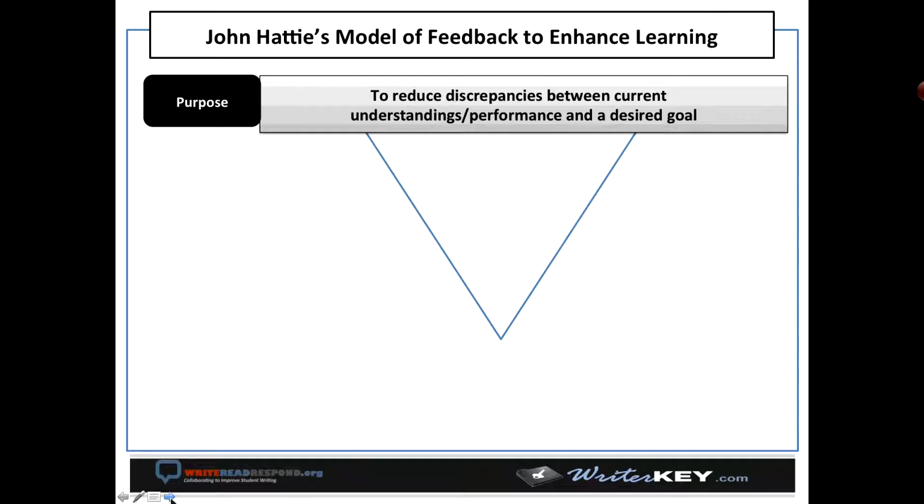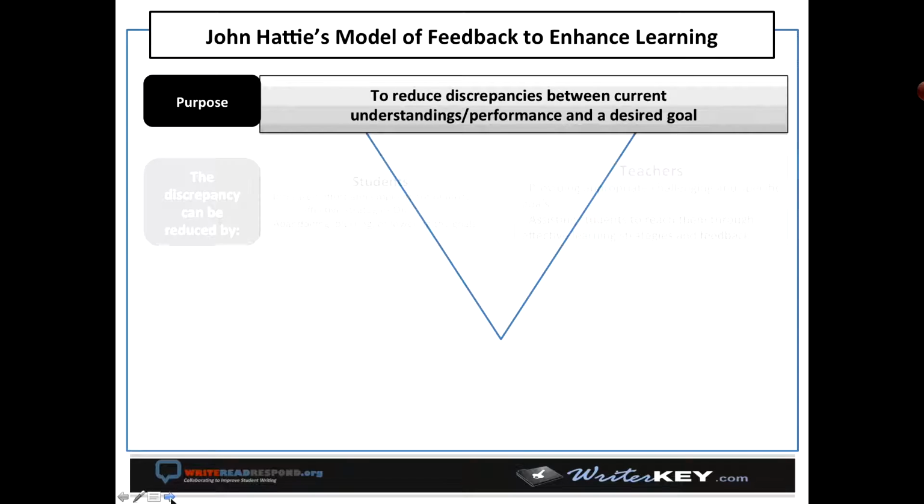So this appears in John Hattie's research as well. John Hattie is famous for publishing the book Visible Learning and the subsequent book Visible Learning for Teachers. So in Hattie's research, he was looking at the key factors that actually work in schools, things that make a difference. And one of the things that he found to be most critical and most effective in schools is feedback.